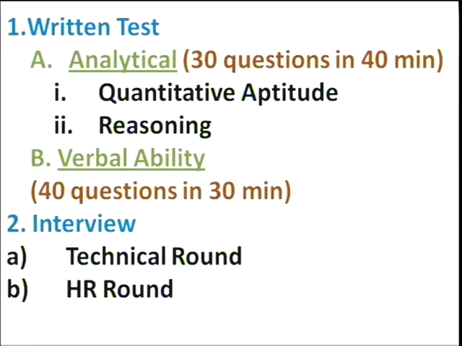Then we also have verbal ability, which is 40 questions that need to be answered in 30 minutes. Please remember, you need to clear the written assessment, both the categories, in order to qualify for the interview. In the interview, you will have a technical round and an HR round. You need to clear both the rounds in order to get the offer letter or the call letter.